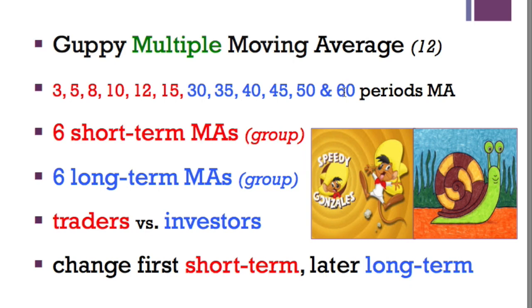Now, the second reason is that it's something natural. It's just the way our universe works. When something changes, you will first notice the change in the short-term statistics and the short-term moving averages, and later on in the long-term statistics and the long-term moving averages. It's not the other way around.